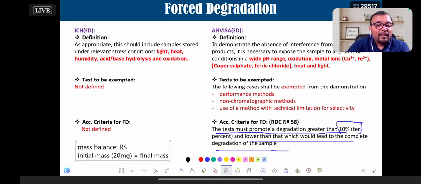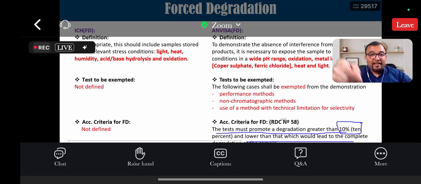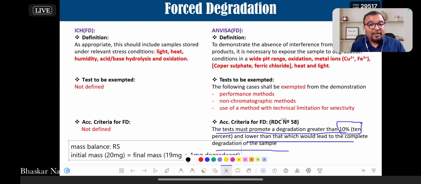Now, at the end, if you end up getting only 19 mg compound plus 1 mg degradant, how much is the mass balance you got now? Initial was 20 mg, you weighed the compound, and we measured after the degradation. We found, okay, now 19 mg belongs to my main compound, but 1 mg is degradant. So you got mass balance 100%.